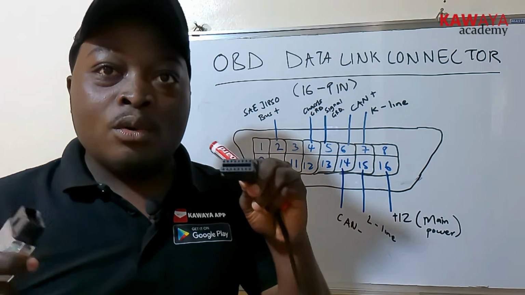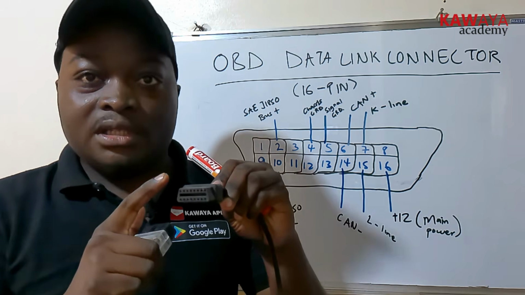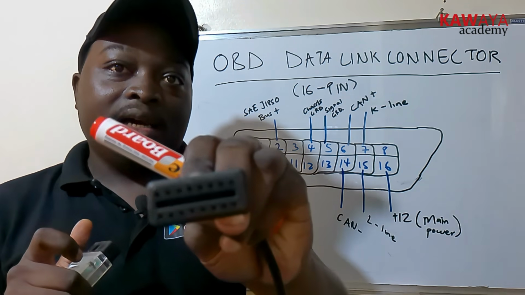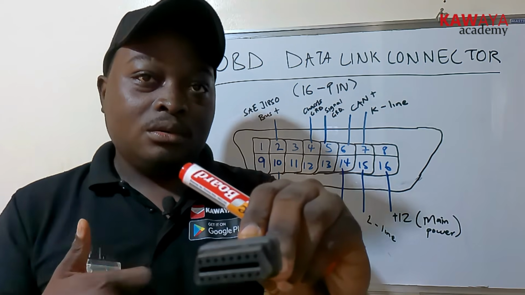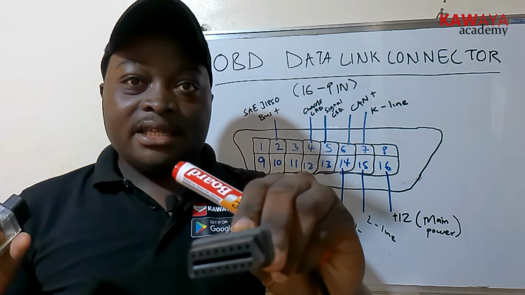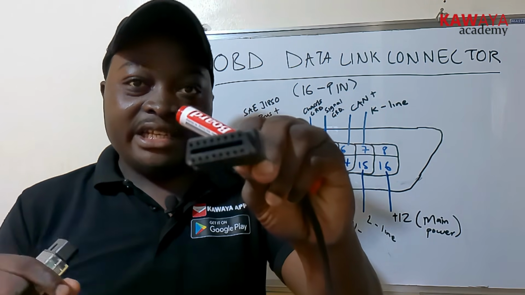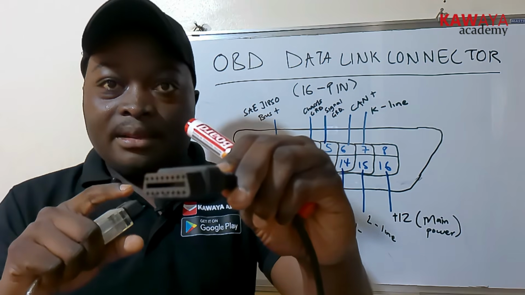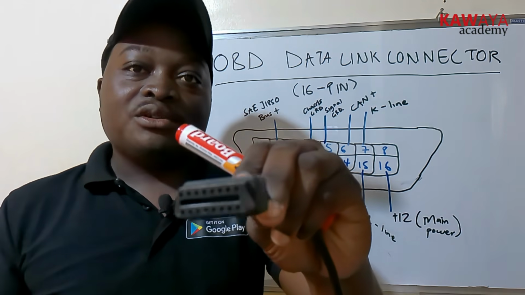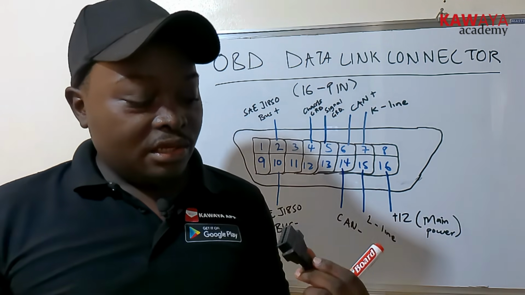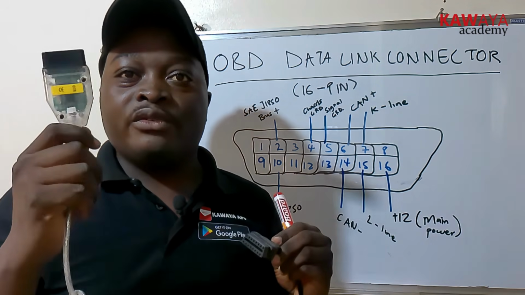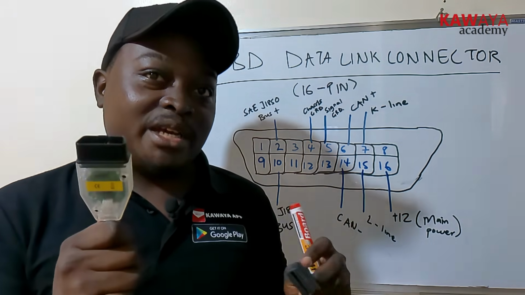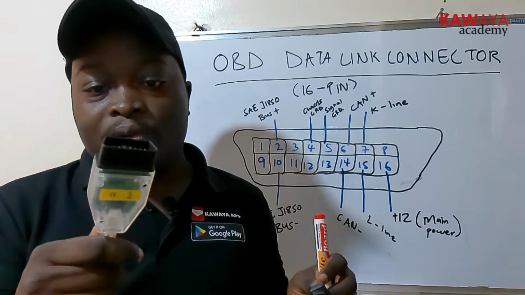As you can see here, this is how a 16-pin data link connector looks like. If you check under your vehicle, under the driver's side, you will see this pin here. It is a female connector, meaning that we plug into it. In order to access information from the ECU, we have a diagnosis machine.